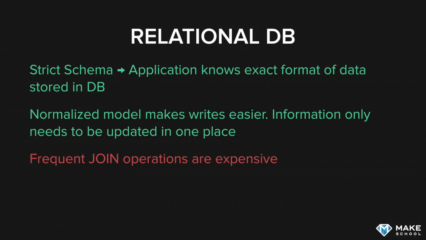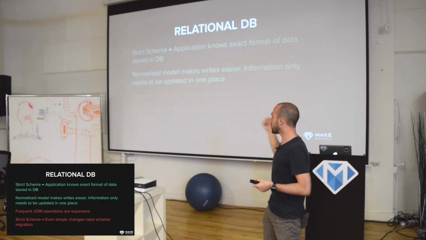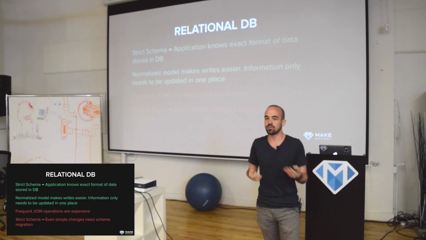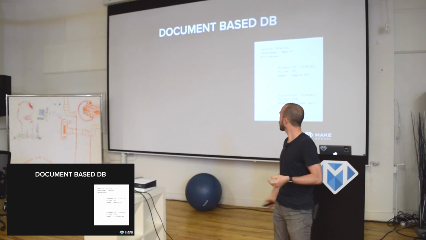The downside is that we have to do join operations to get information that is not stored in our table, and that can be slow. And the strict schema can also be a downside, because if you have an app and you want to add just an additional field, you have to run a migration, which is a little bit more of a complex operation. And you'll see in a document-based database, you can just add and remove fields on the fly without having to change the schema.